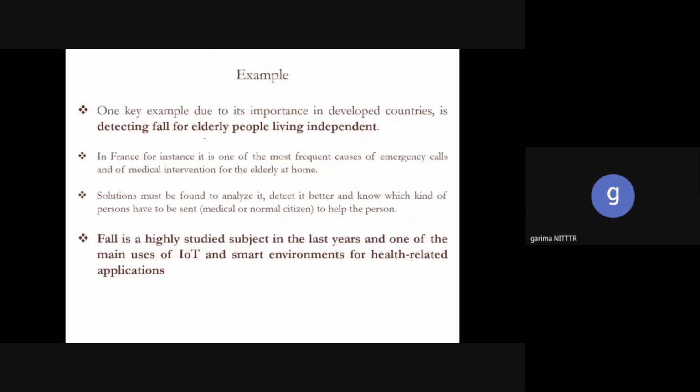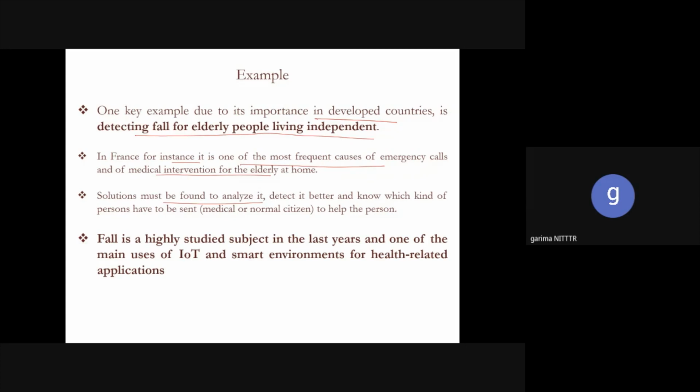Similarly, another important topic in developed countries is detecting falls for elderly people living independently. Because in some areas, in France for instance, it is one of the most frequent causes of emergency calls and of medical intervention for elderly people at home. And if we have these types of applications implemented with the help of IoT, it is easier to identify the problem and to find solutions.